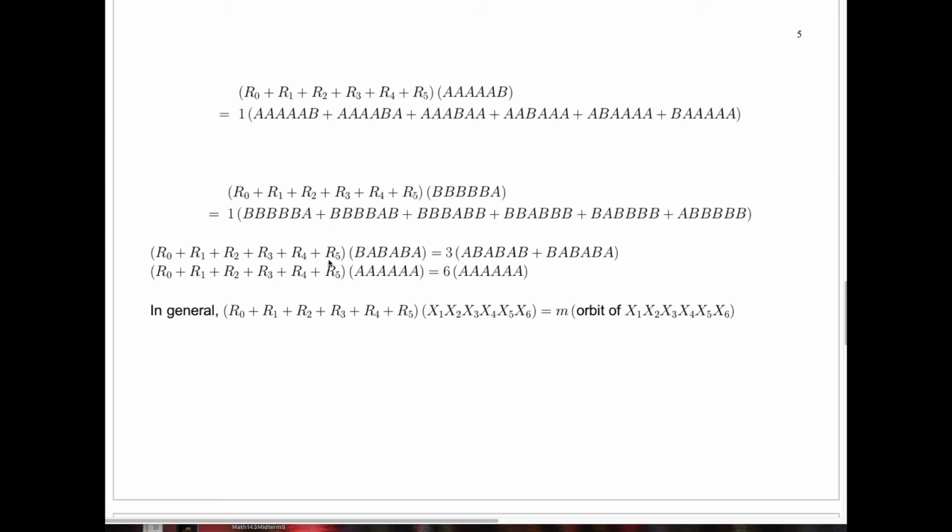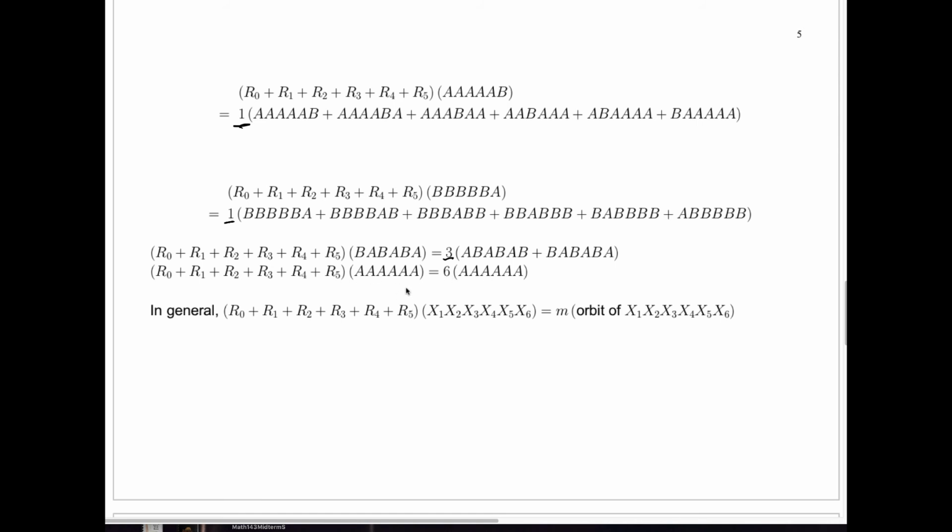Now these things are exactly the same identities we saw before. When we apply all the different rotations to the string AAA, AAB, we got exactly 1 times the entire orbit. This 1 was the stabilizer number. When we apply all the different rotations to the string BBB, BBA, again we get 1 times the entire orbit. Again, 1 was the stabilizer number. When we apply all the different rotations to BA, BA, BA, we get 3 times the entire orbit, and 3 was the stabilizer number. When we apply all the rotations to AAA, AAA, we get 6 times the entire orbit.